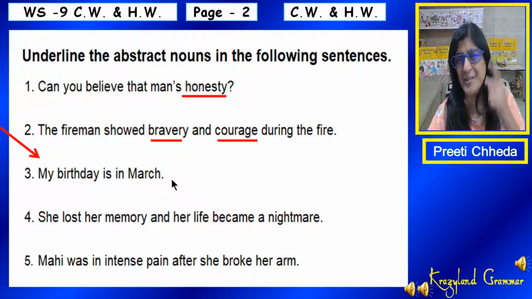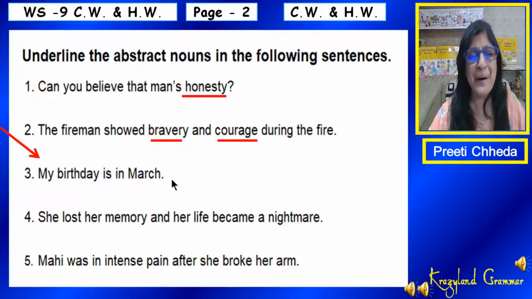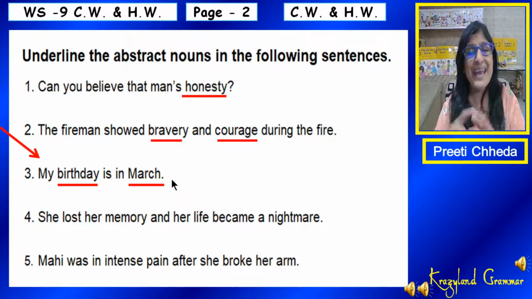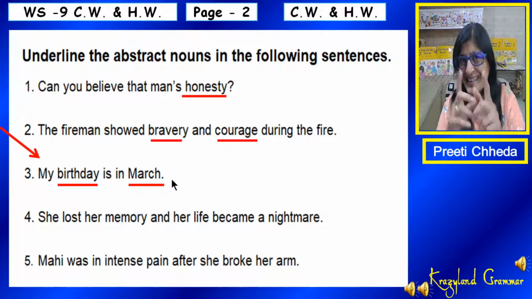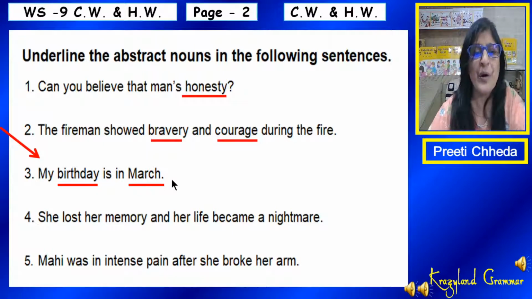Did you understand something? Yes, birthday and March, because they are time concepts and they are abstract nouns. And ma'am had said exactly that: don't let them trick you. Okay, now we'll read number four. Put your finger and read aloud.